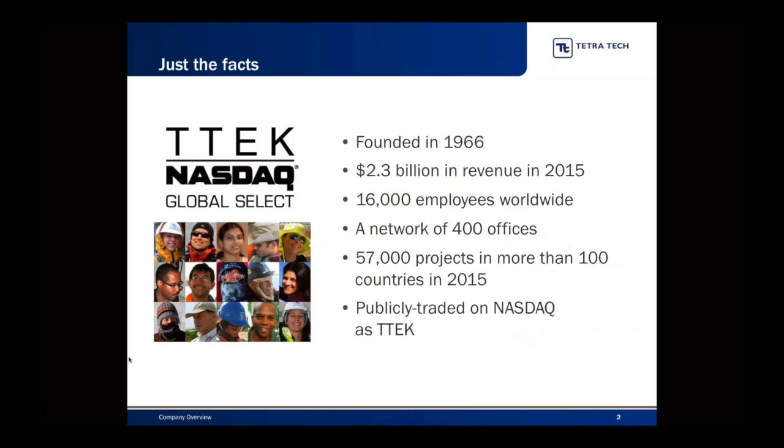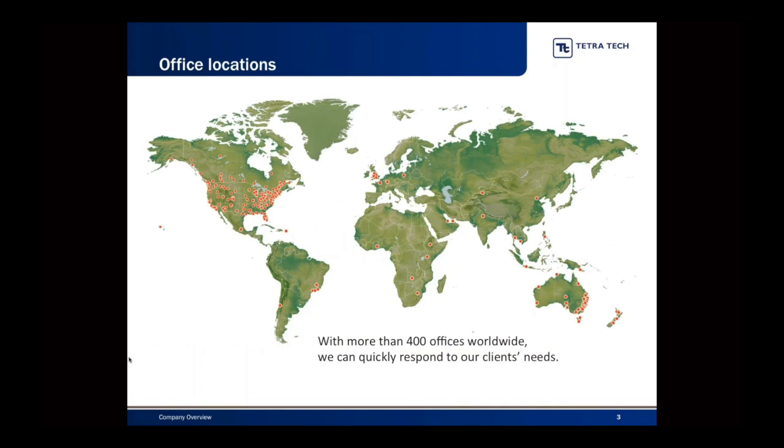Just a little bit about Tetra Tech. We were founded in 1966. Our corporate headquarters is in Pasadena, California. We've got 16,000 employees worldwide with a network of about 400 offices. And we've got approximately 57,000 projects in more than 100 countries in 2015. We're also publicly traded. Just a quick look at our office locations. We are worldwide, with new offices popping up, I think most recently in South America.